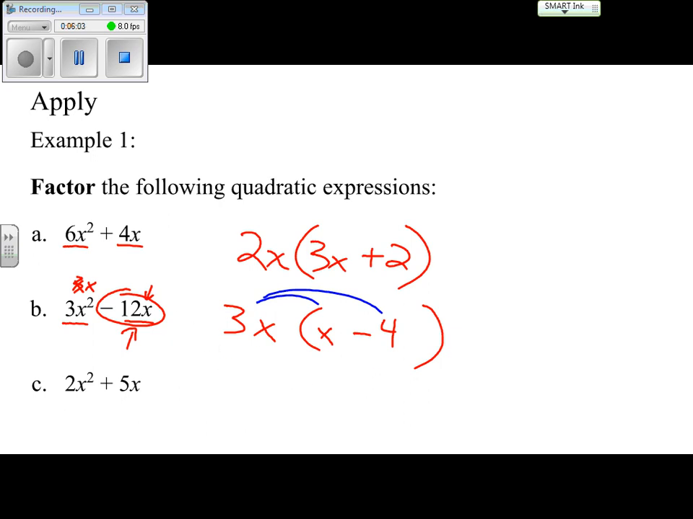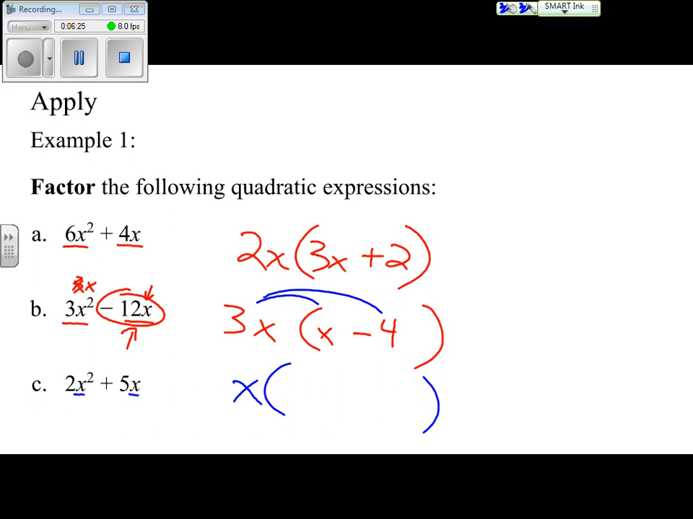One more quick example here, looking at this last one. Now 2 and 5, they're both prime numbers. Nothing goes into them except for themselves and 1. And so 5 isn't even, so I can't even pull a 2 out of it. So there's nothing as far as integers or numbers that I can pull out. But they do at least all have an x. So I'm going to pull out an x and then see what's left behind.